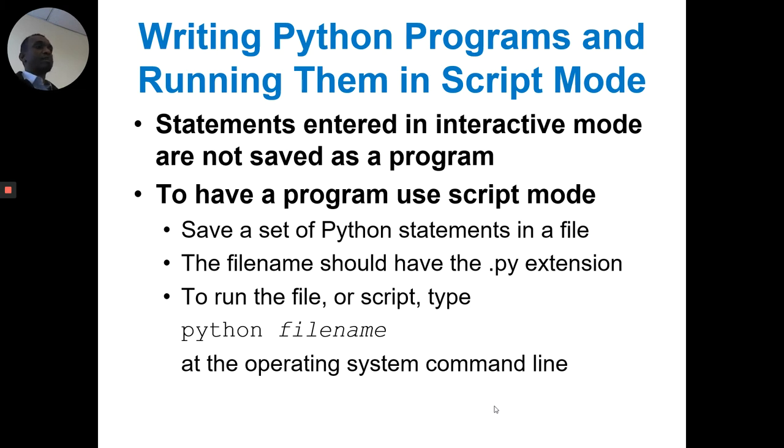Writing Python programs and running them in script mode. Statements can be entered in interactive mode and not saved as a program. To have a program, use script mode: save a set of Python statements in a file. The file name should end in .py. If you look at the Replit website, the first time you try to create a file, it will automatically add the .py. To run the file or the script, you type python and then the file name at the beginning of the command line.